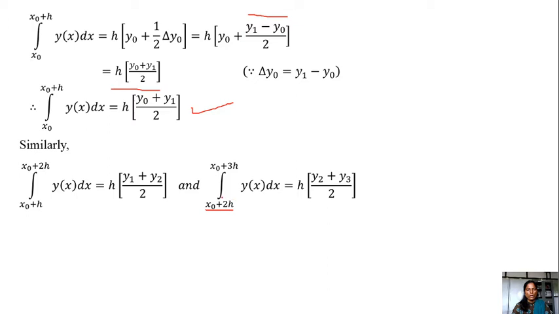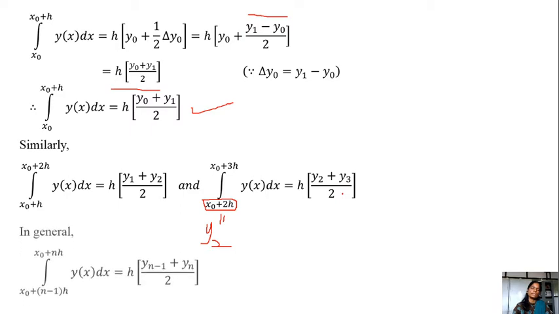Now, which number of argument? So x0 is first, then x0 plus h is second, and x0 plus twice h is third. So value of f at x0 plus twice h is your y2, and value of f at x0 plus thrice h is y3. So h outside, y2 plus y3 divided by 2.